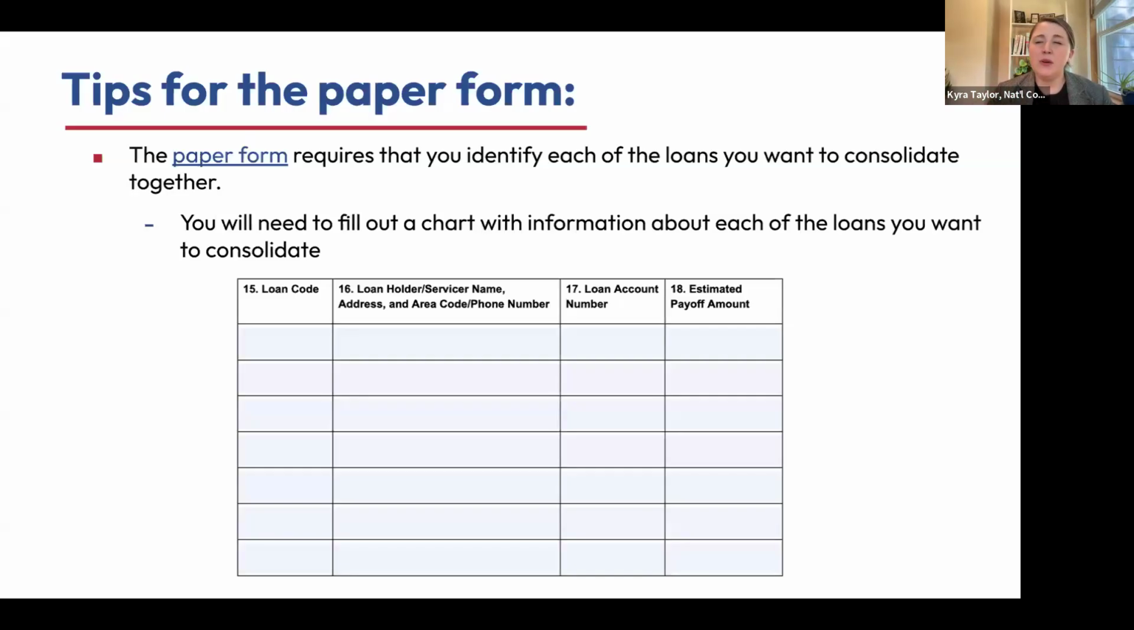And then really, really important, you need to provide your estimated payoff amount. So the outstanding principal, fees, and any interest that has accrued on that loan. And then you have to do that for each loan that you want to consolidate. Again, this is a place where I see many people get tripped up because they mix up a number or they mix up the servicer. And this is also why I think the online application is much easier.